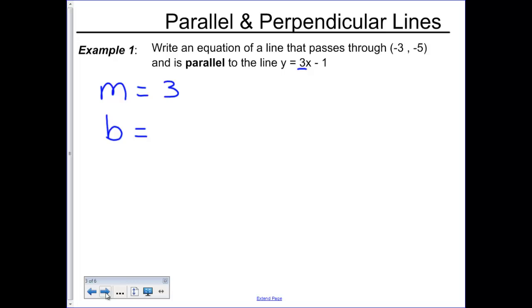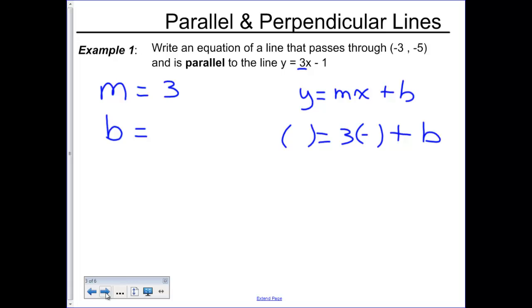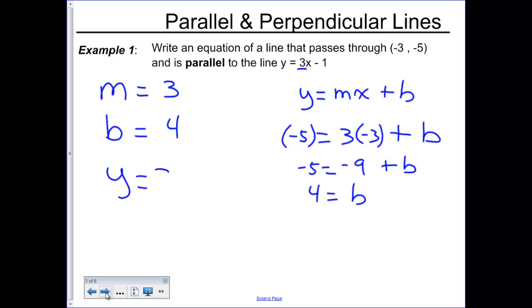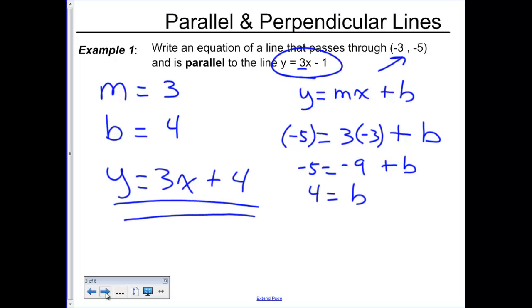In order to find my b value, I have to use my slope-intercept equation, y equals mx plus b. My slope is 3. My x and my y, I can choose to be -3, -5. And I'm just solving for the b value. So -9, -5 plus b. Add 9 to both sides, b equals 4. So there's my equation, y equals 3x plus 4. This is the line that's parallel to this one, but at the same time goes through that point. And that's how we write parallel lines.